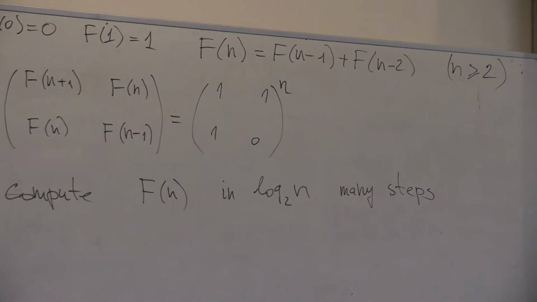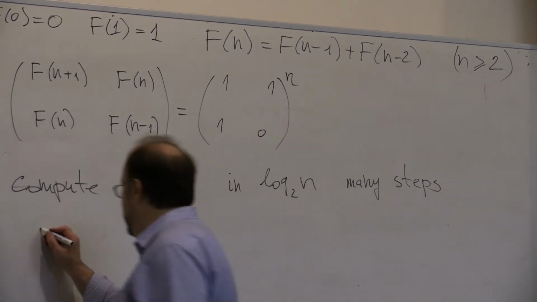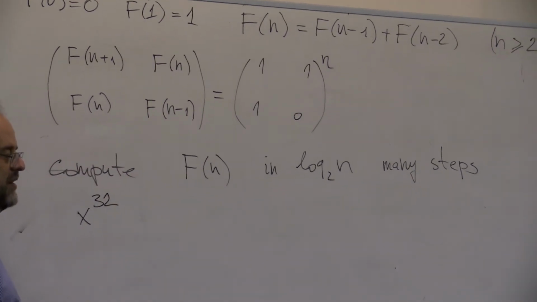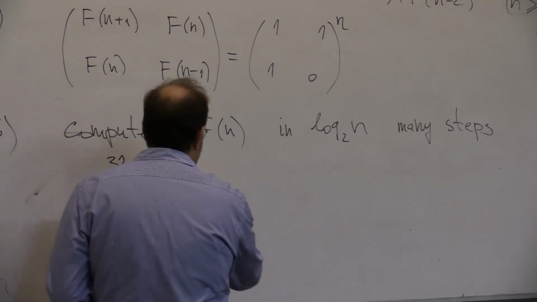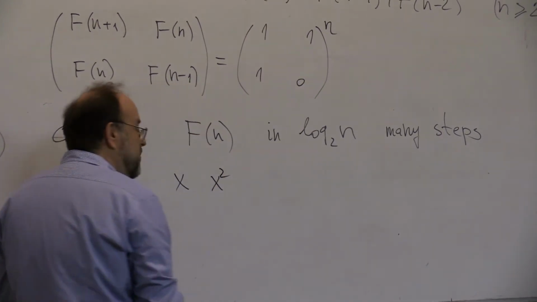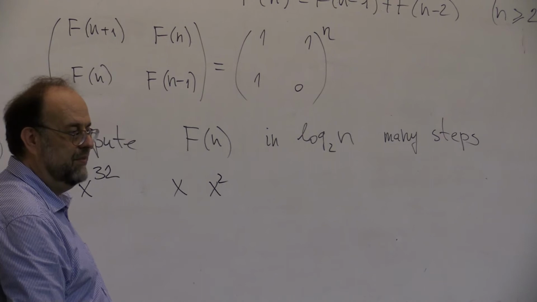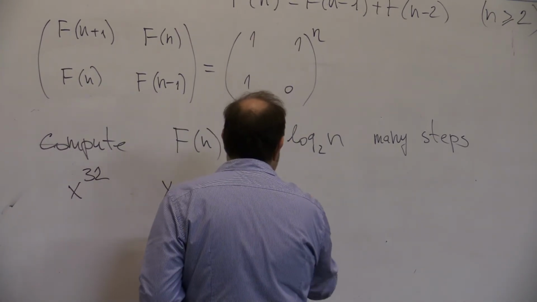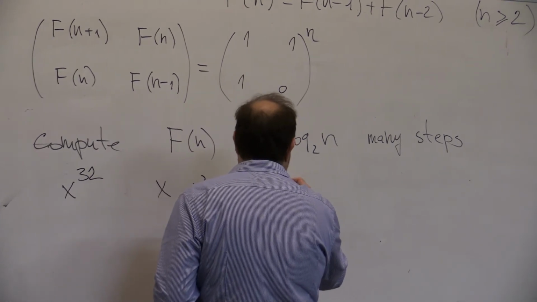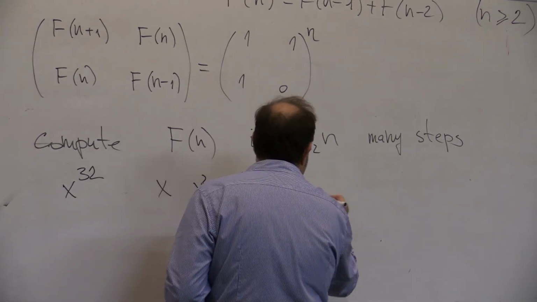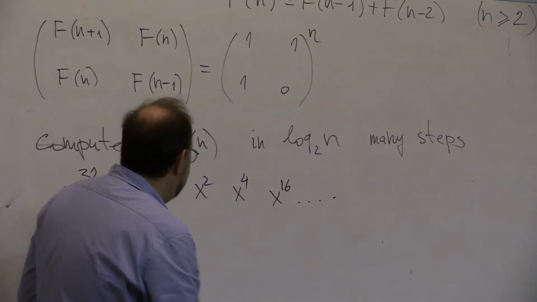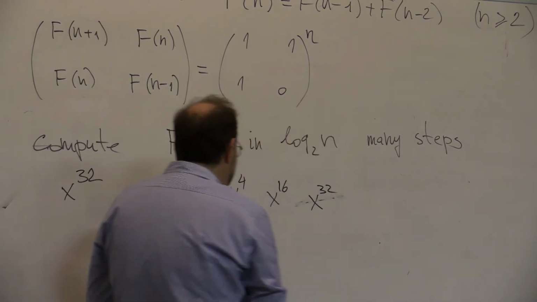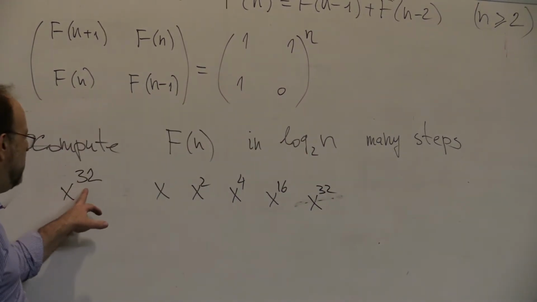How would you compute x to the 32? You start with x, and then you square it, and do you multiply it by x now? No, you square it again. So you get x to the 4th, then x to the 16th, and so forth, and finally x to the 32, just by squaring.